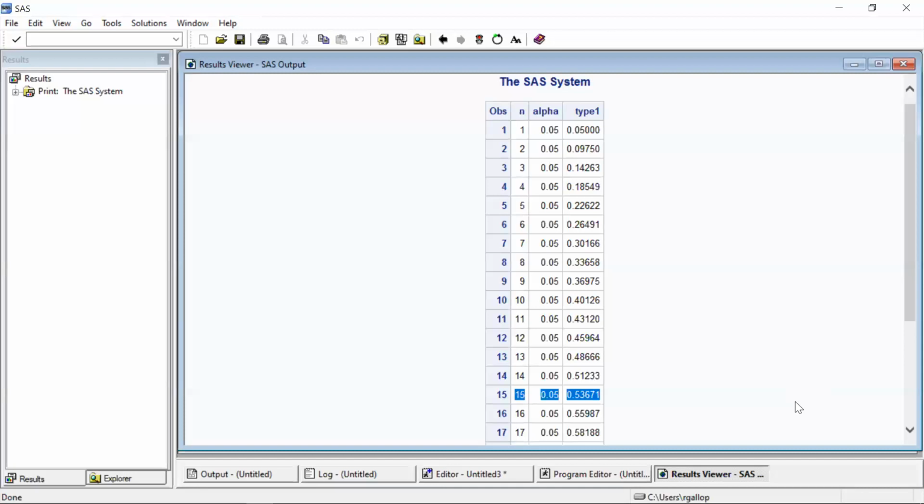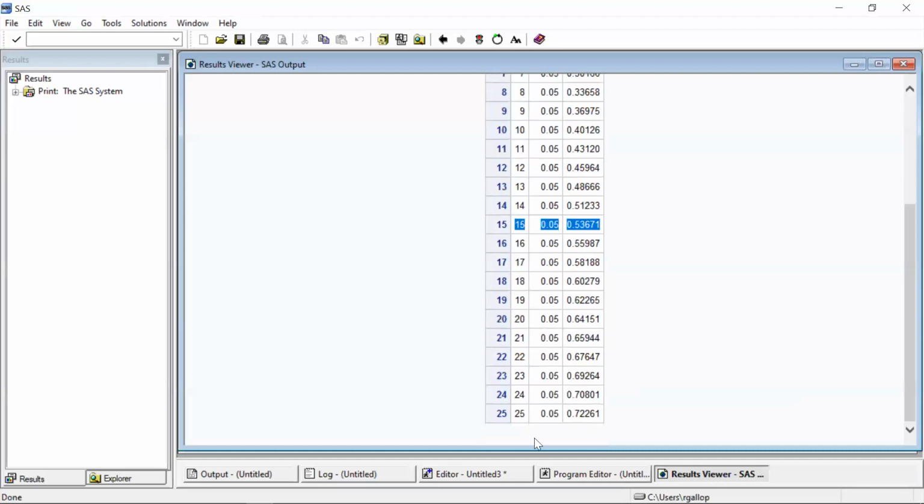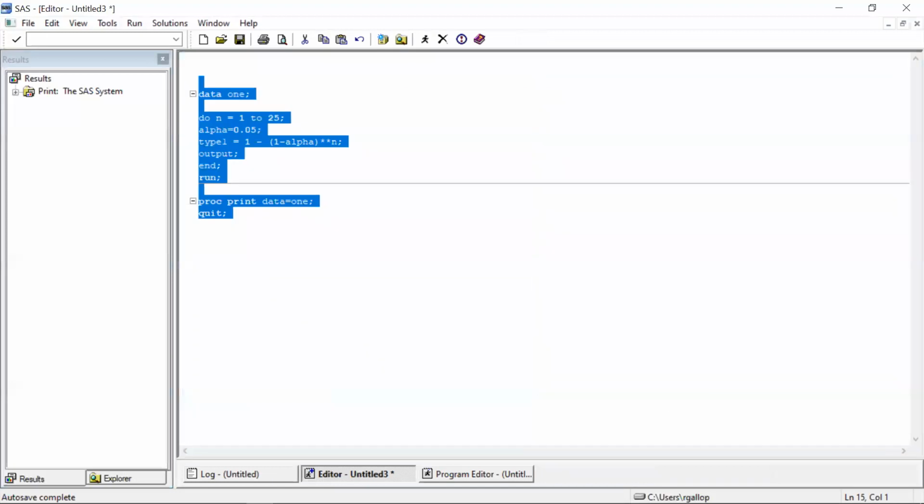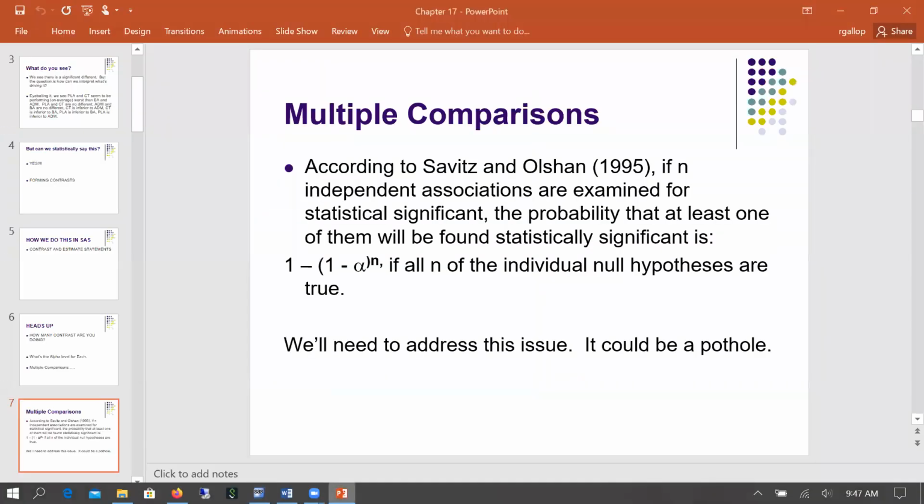So this multiple comparison issue really becomes a big concern. And then look, if we jump all the way to 25, it's almost a 3 out of 4 chance we're making a type 1 error. So with this Savitz and Ocean formula, wow, as you start doing multiple comparisons, the probability of making at least one type 1 error really skyrockets. That really goes up. So this is something we need to really worry about as we start moving forward.